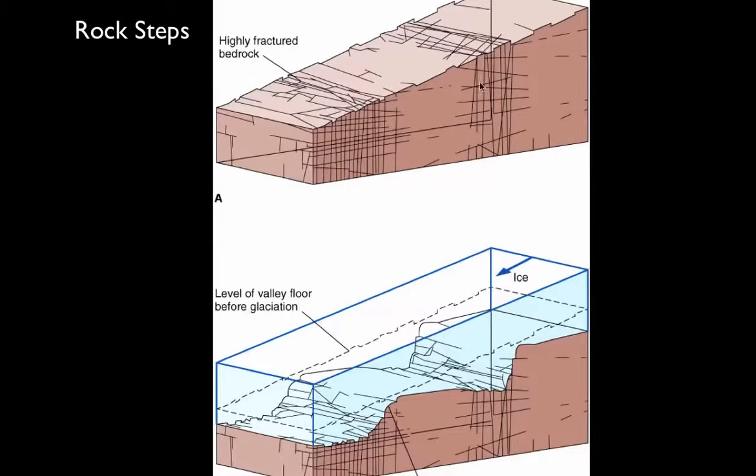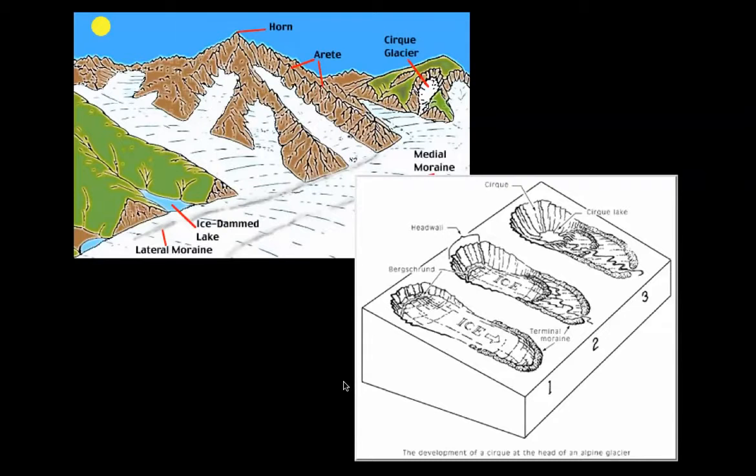When you have fractured rocks, those rocks will be plucked up by the glacier, and you end up with these steps. Some formations. A horn is a mountain peak that is left behind by a glacier. A mountain ridge right between two glaciers is called an arête. It is a great word in crossword puzzles.